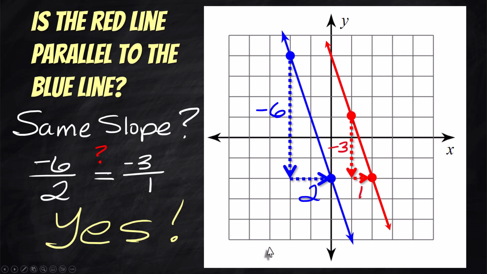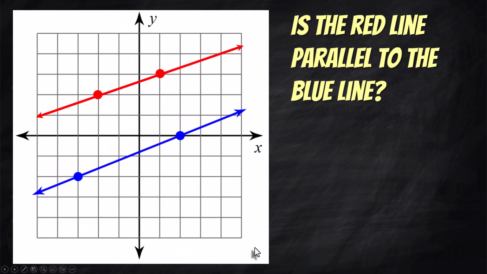But you've got to be careful because sometimes when you're looking at them, it's going to look like they're parallel and they're not. You always need to check. Like this one. I'm telling you the answer is no, but let me prove it. On the red line, I have to go up 1 over 3. And on the blue line, I have to go up 2 over 5.